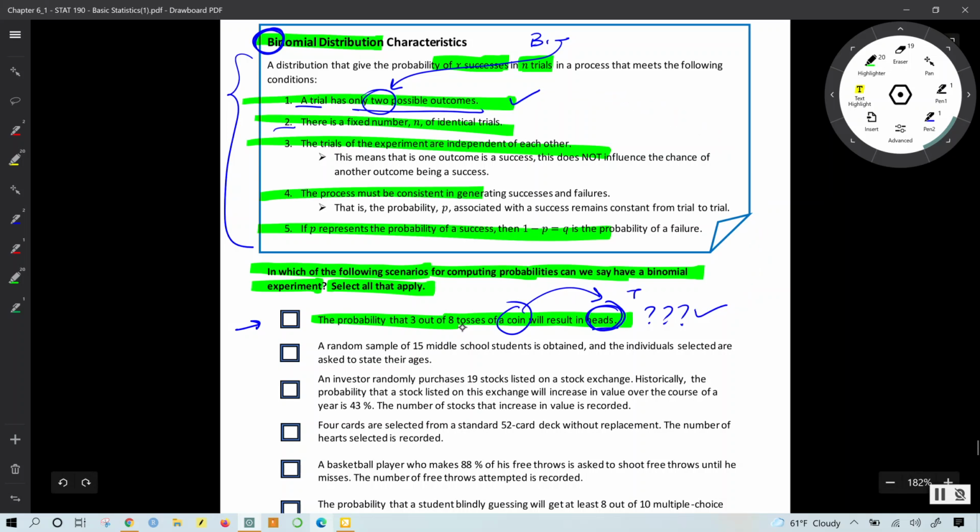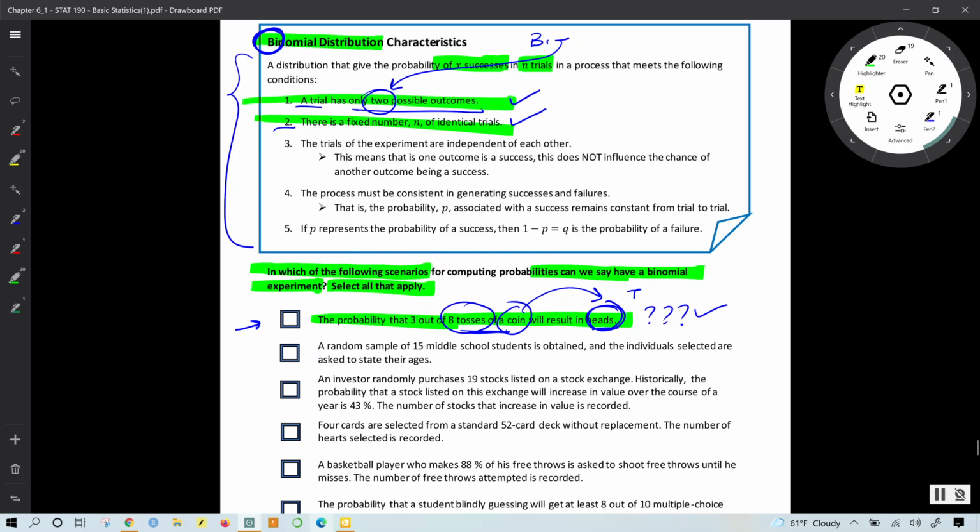2, how many times are you tossing this coin? There are 8 tosses of a coin. This is a definite value or a fixed number of trials. So again, this scenario crosses off the second condition. Then 3, the trials of the experiment are independent of each other. Yes, when you toss a coin the first time, what you get on the second toss of the coin does not depend on what you get on the first toss. So they are independent trials. It checks the third condition.